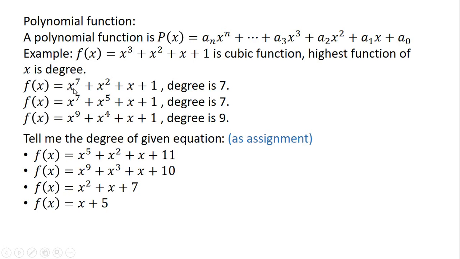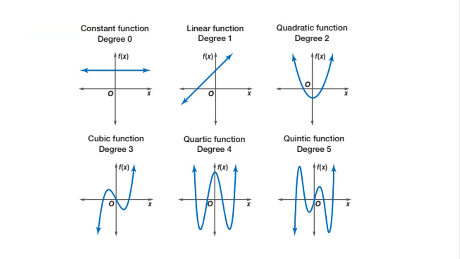Just like x^7 + x^2 + x + 1, this 7 is the highest power of the function, so 7 is the degree. In this also 7 is the degree. In this we see x^9 + x^4 + x + 1, x^9 is the degree. Now you have to solve this and find the degree of these equations.